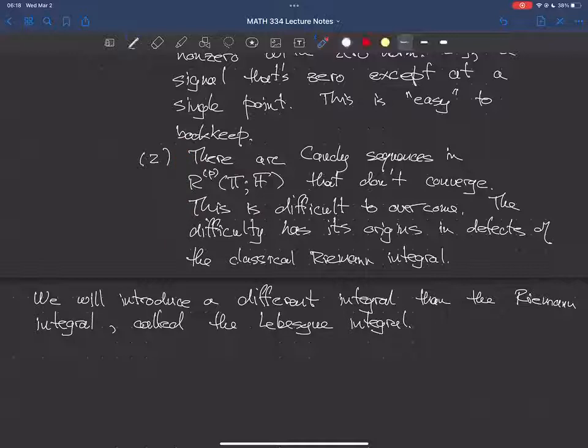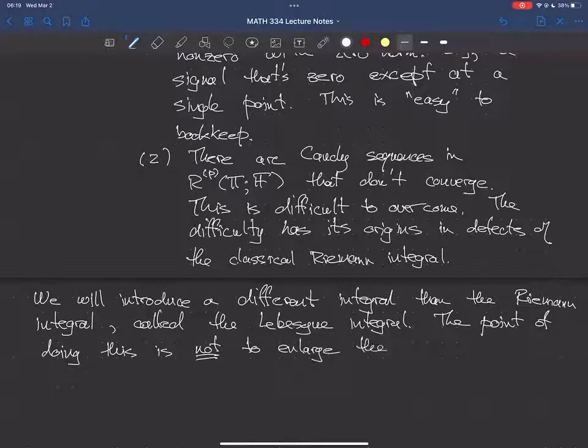And so let me just say this: the point of doing this is not to enlarge the class of integrals you can calculate.